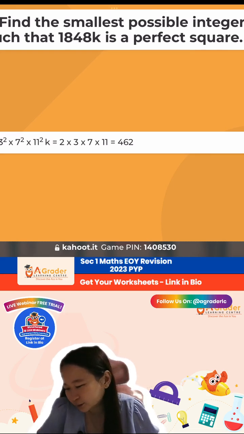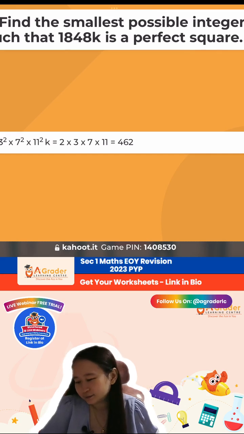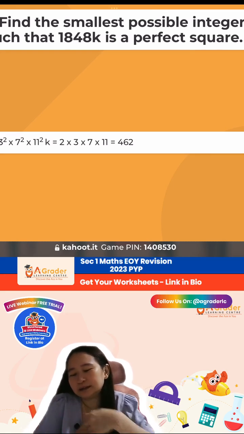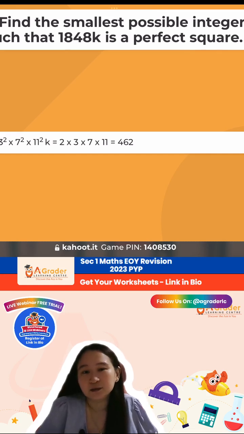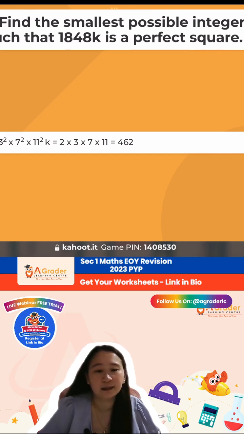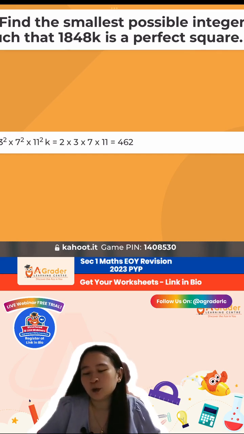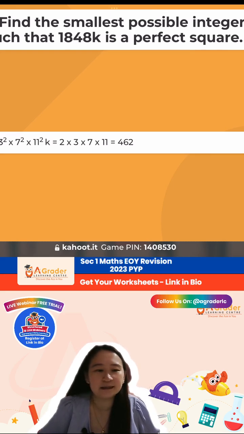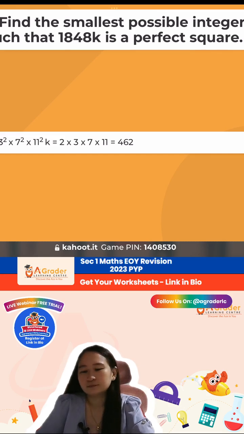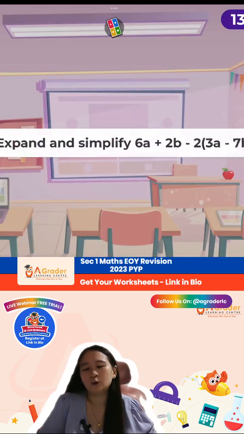Oh, sorry, you can ignore that k there. So k must be equal to 2 times 3 times 7 times 11, whatever remains after you take out the factors of 1848. When you multiply them together, you get 462. Okay, 2 more questions.